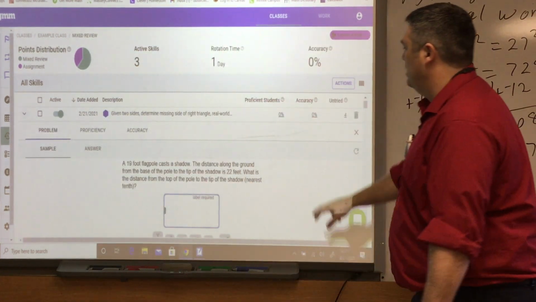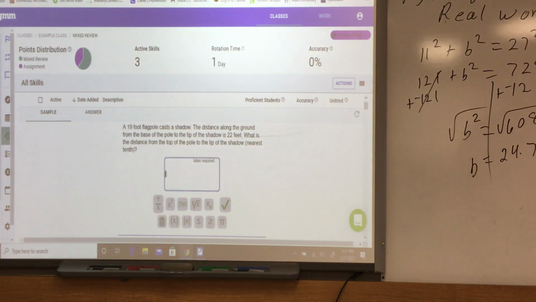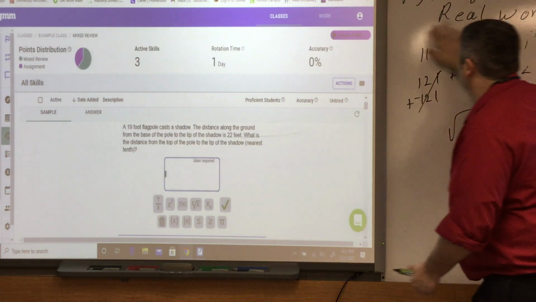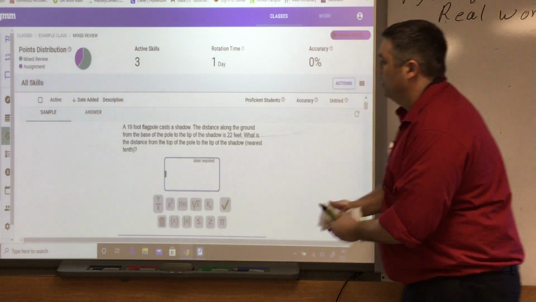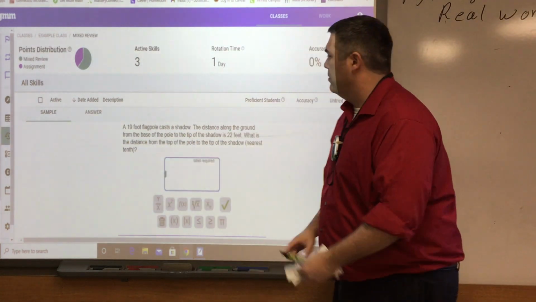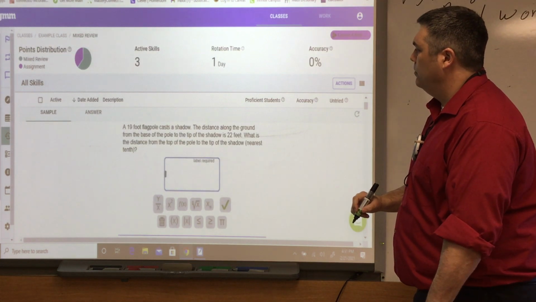Because now they start getting a little bit harder because they don't give you a diagram. When they don't give you a diagram, you got to be especially careful to plug these in correctly. All right. A 19-foot flagpole casts a shadow. The distance along the ground from the base of the pole to the tip of the shadow.